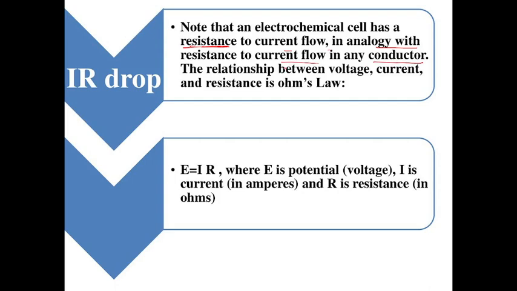Similarly, our electrolyte is also able to carry current, however it has some resistance. The relationship between voltage, current and resistance is Ohm's law: V is equal to IR. So this is the resistance of your electrolyte and the other parts of the system, and when current is flowing, V is equal to IR, where V is the potential or voltage and I is the current. So this will be the potential drop.